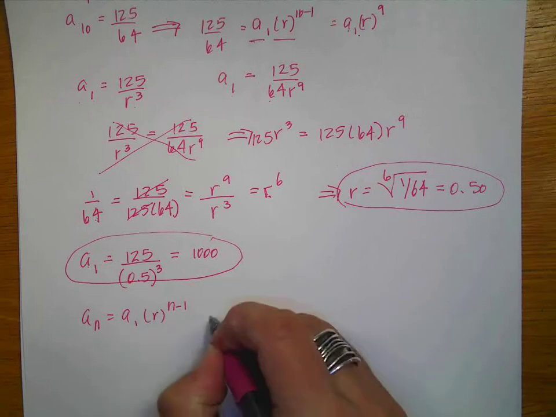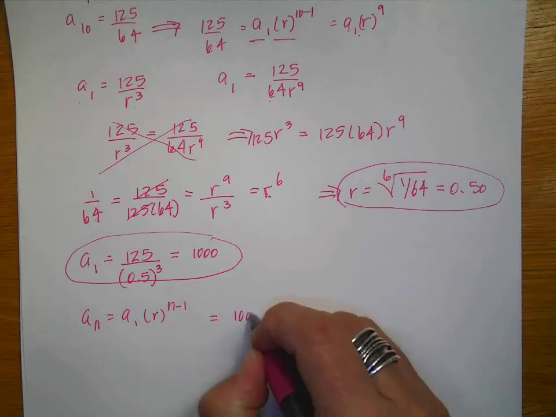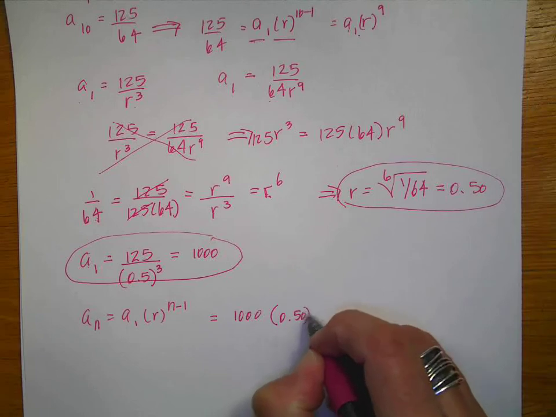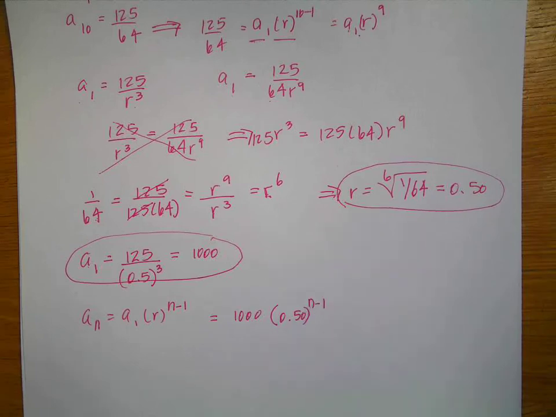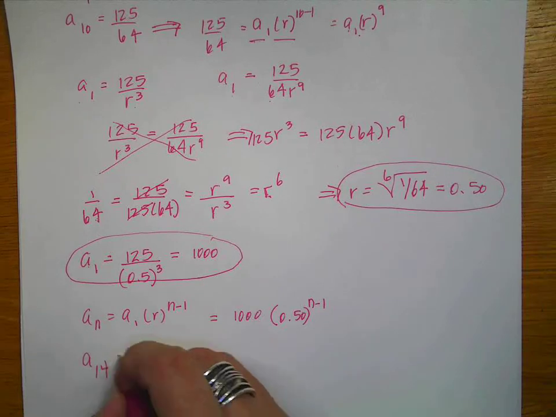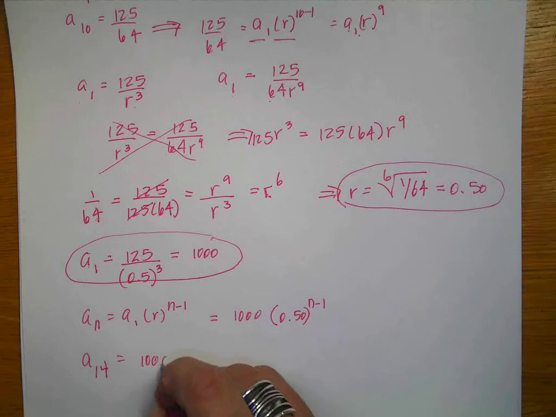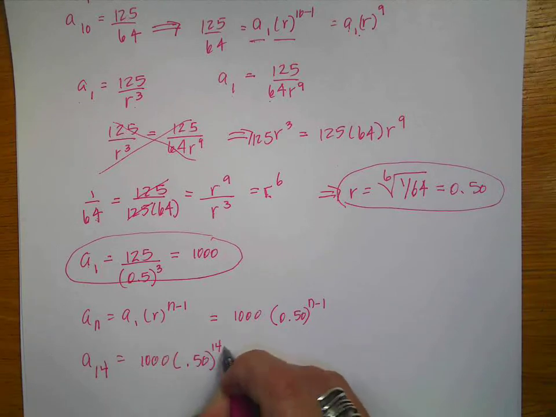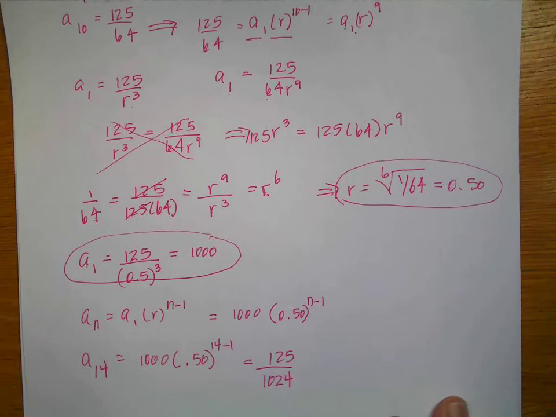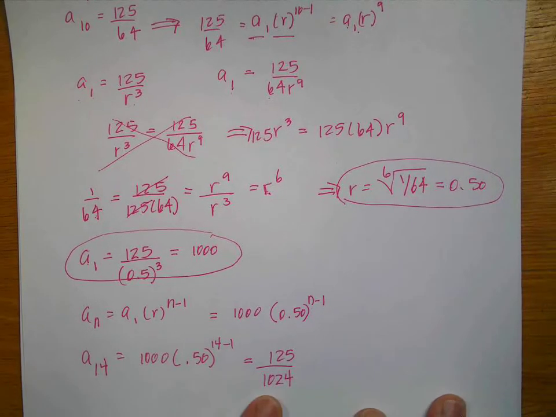Remember, it's a sub 1 times r raised to the n minus 1. So it's going to be 1,000 times the rate, which is 0.50 raised to the n minus 1. And I want to generate the 14th term, so a sub 14 is going to equal 1,000 times 0.50 raised to the 14 minus 1. When I do that math, you're going to get 125 over 1024.